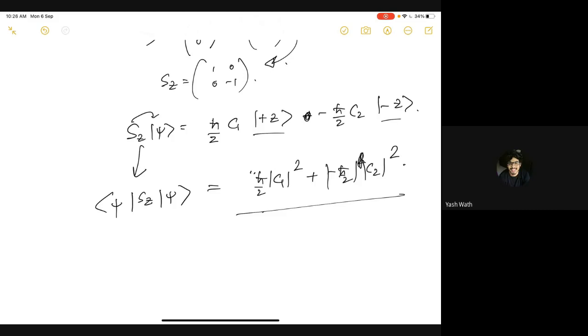Is there any way to collapse it? Yes, you have to use the projector. The projector will simply collapse it to either plus Z or minus Z.